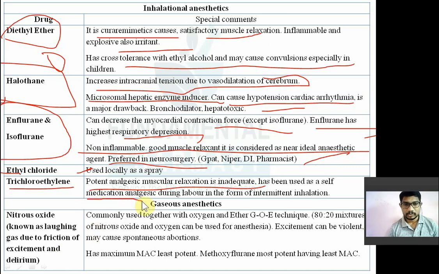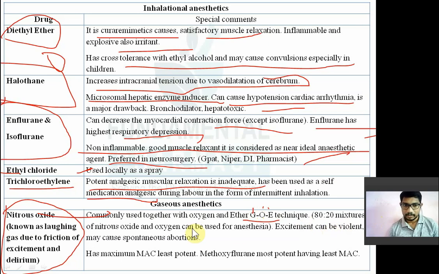सेल्फ मेडिकेशन बोल के भी यूज किया जाता है. And next one is the gaseous anesthetics. So in that we have nitrous oxide, known as laughing gas. Nitrous oxide is commonly administered together with oxygen and ether. ये तीनों का combination use करते हैं, and it is known as GOE technique. So G means nitrous oxide gas, oxygen and ether.